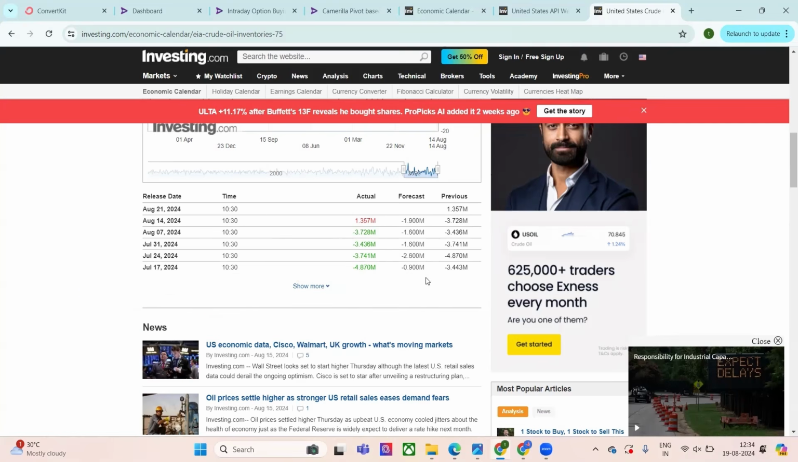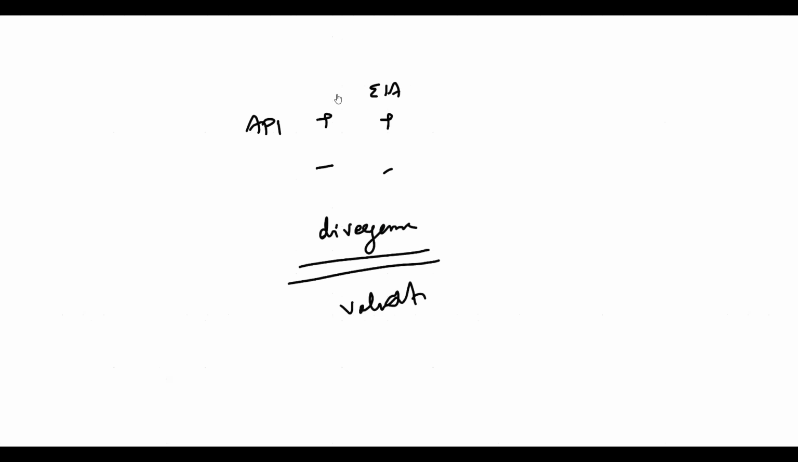Now mostly you will see API and EIA go together. If API is positive, EIA is also positive. If it is negative, EIA is also negative. But sometimes there can be a divergence. In this case, there can be huge volatility. So you're expecting volatility if there is a divergence between EIA and API inventory data.